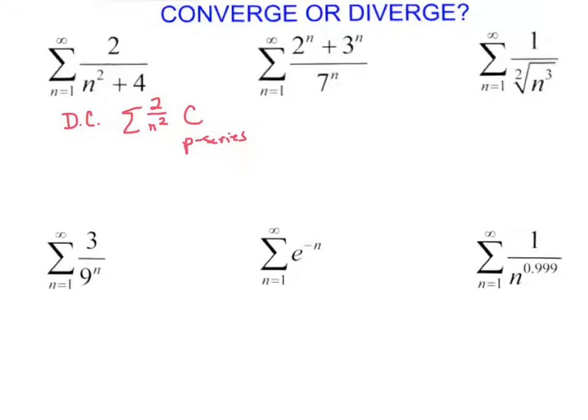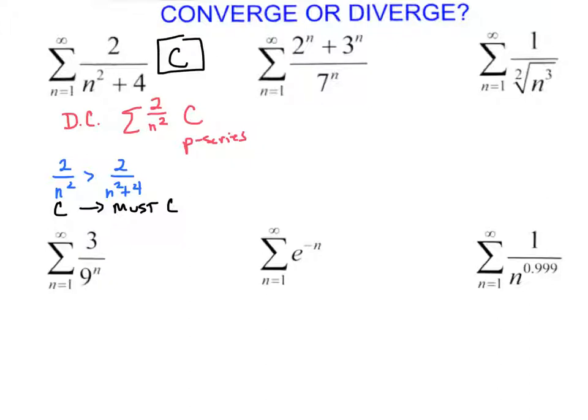The reason I look at direct comparison is 2 over n squared is a very easy thing to pick out. And if I make the denominator larger, that means I made the fraction even smaller. So if this one is so small that it converges, then something less than it must also converge by direct comparison. So this would converge.